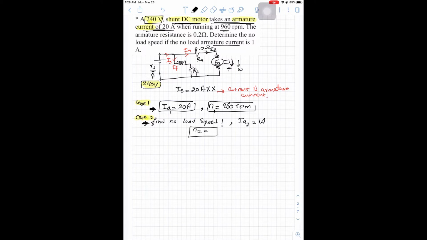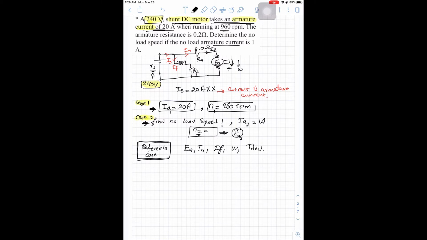As we mentioned in our previous lecture, whenever you are asked about speed, you have to think about E. So this question is simply to calculate EA2. In DC machine problems, try to have a reference state or reference case. A reference case means a case where you know every single variable, and the variables are EA, IA, IF, speed, and T developed. If you know all these variables, this is a complete case that you can use as a reference case.